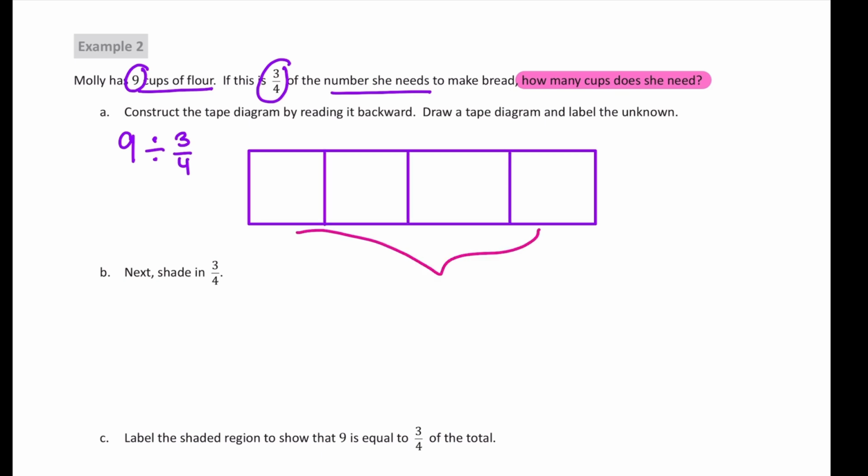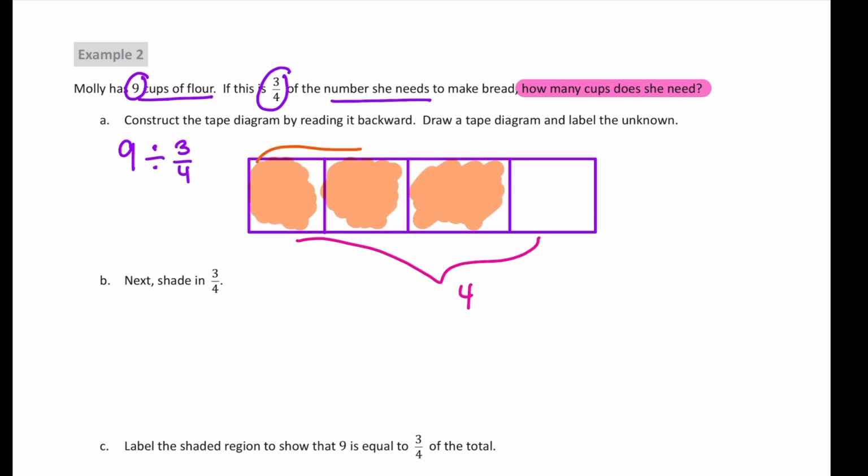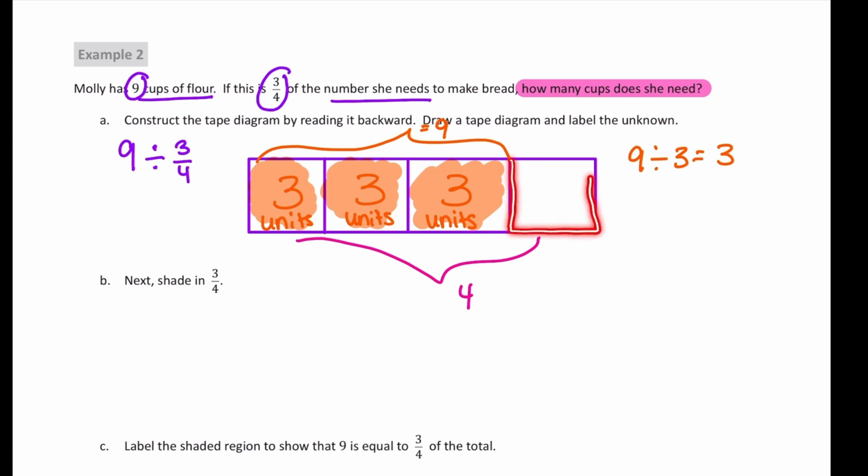Now the tape diagram box is equal to out of 4. According to my numerator, I'm going to shade in 3 of the boxes. And these 3 boxes are equal to 9. So 9 divided by 3 gives me 3, which means that each of the 3 shaded boxes are equal to 3 units. If those are equal to 3 units, this last box that is not shaded in is also equal to 3 units. If I was to take the total of all of the 4 boxes, I would get the total of 12, meaning that 9 divided by 3/4 is equal to 12 units, or 12 cups of flour.